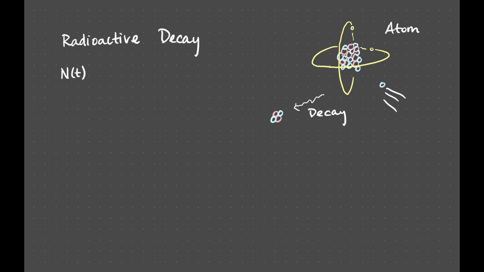What this all means is that if our substance consists of n number of atoms, then this decay rate is proportional to that number. That is, there is some constant k such that the rate of change n prime of t is equal to minus k times n of t.